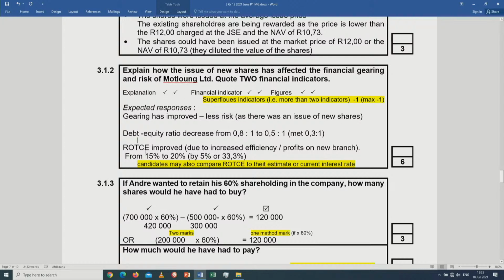And then with the return on total capital employed, a learner is supposed to quote that, and candidates may also compare the return on total capital employed to the estimate or current interest rate. So even if the current interest rate was not given in the question, learners can say the 20% is more than the interest rate. So we'll mark that as part of the explanation. Due to increased efficiency, profit on the new branch, and so on.